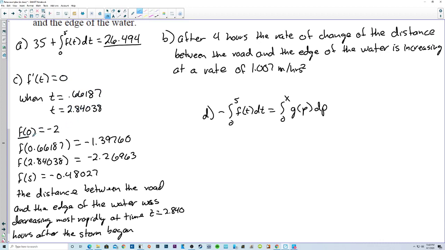So here are the endpoints, f of 0 and f of 5, and here are the critical points where we could have either a local minimum or a local maximum. So the distance between the road and the edge of the water was decreasing most rapidly at time t equals 2.840, because we can see this is the biggest negative number for the rate, and that's hours after the storm began.